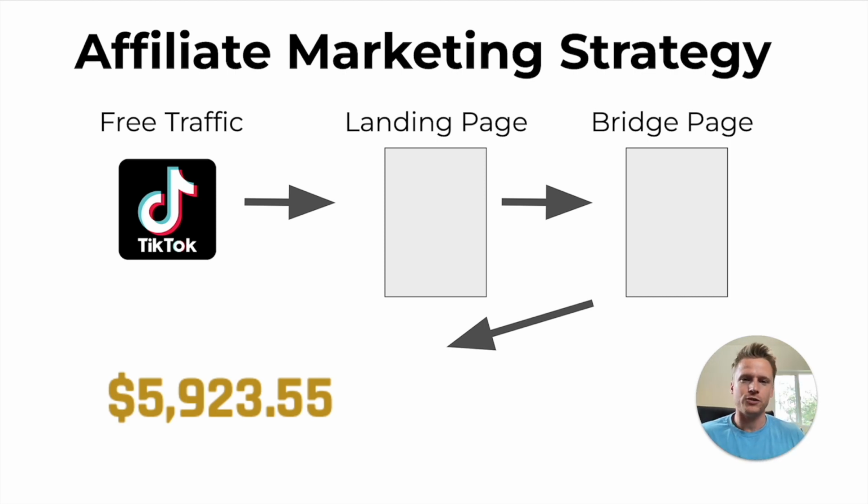You take that free traffic on TikTok and you send that traffic to what is called a landing page. That's usually going to be a link inside of your bio. Once they hit that landing page, you're usually going to collect their email address onto your email list and then send them over to what is called a bridge page. That bridge page actually contains your affiliate link, and every time somebody clicks on that link and makes a purchase, you're going to get paid a commission. Let me go ahead and show you some accounts that are doing this really well.